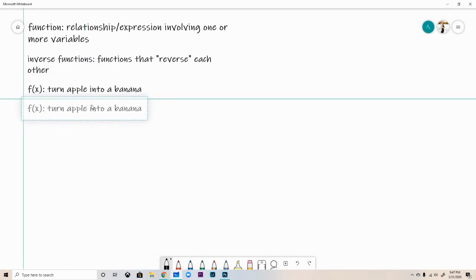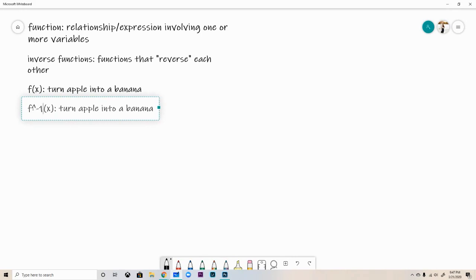If we have the inverse function, which is written as f to the -1, it's going to go backwards. It's going to turn a banana back into an apple. So f inverse of x is going to turn that banana back into an apple. Not the prettiest thing, but you get the idea. So there's our definitions, an idea of what inverse functions are.